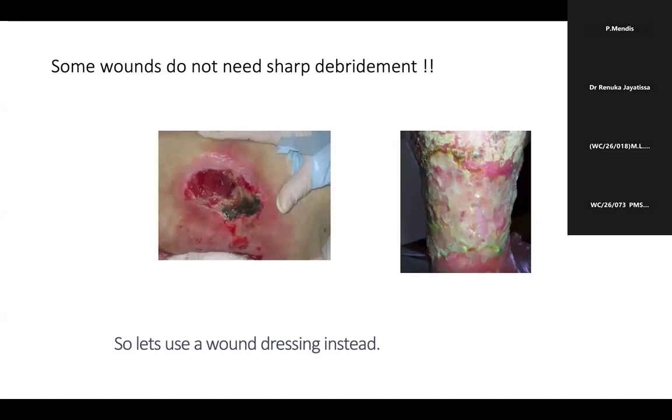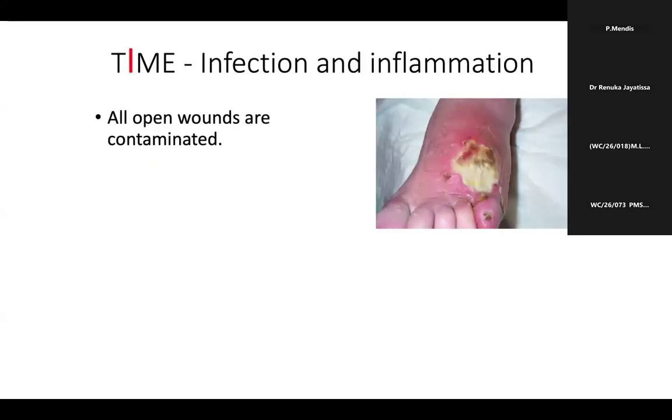Now, the thing is, every wound does not require sharp debridement. The whole way of dressing the wound is also that we can allow that slough to slowly become autolyzed, to become dissolved, to become soft. And when you put a gauze swab or a dressing on it, every time you take the dressing off, it pulls off a little bit of the slough also. So some wounds can actually be debrided with dressings alone. We'll come to this later on as well.